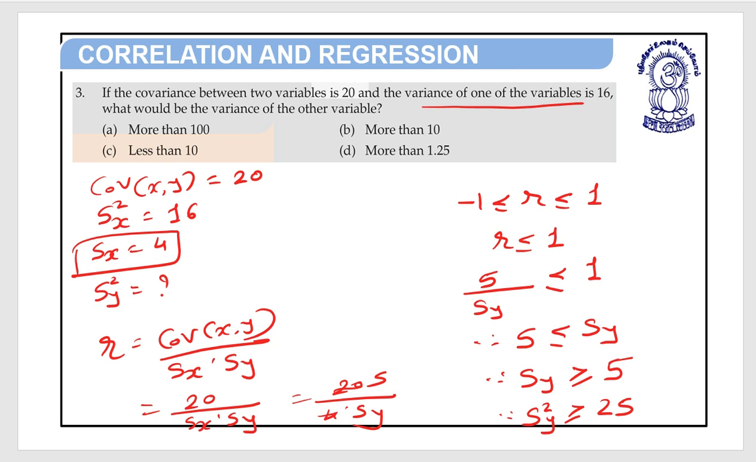Option A is more than 100. Not possible. Option B, more than 10. Not possible. More than 10 is right. But here we require more than 25. So I think here is a printing mistake, more than 1.25. It is more than 25, I think. Okay, so option D is the answer.